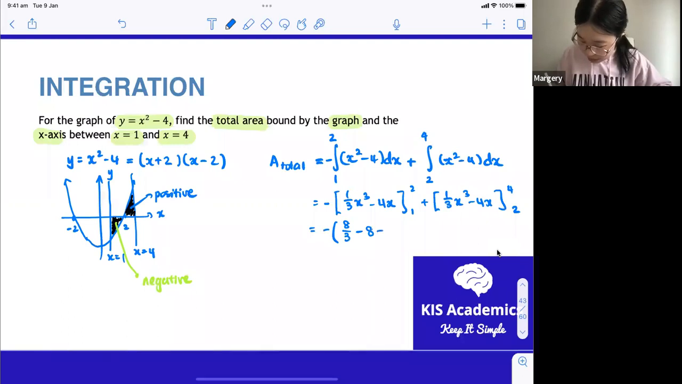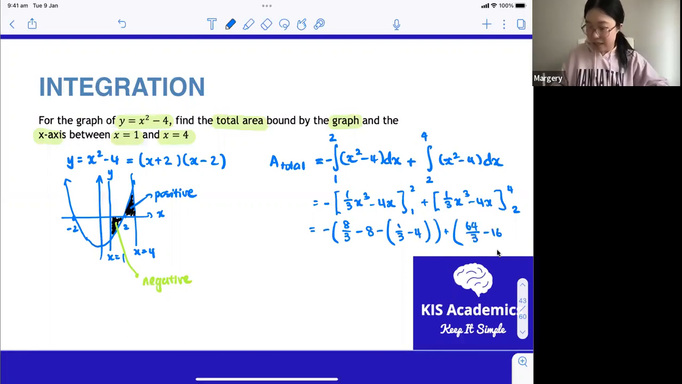And then subtract everything when I substitute in x is equal to 1. So I get subtract 1/3 minus 4. Then plus, 4 cubed is 64/3 minus 16, substituting in x is equal to 4. And then subtracting everything again when I substitute in x is equal to 2.